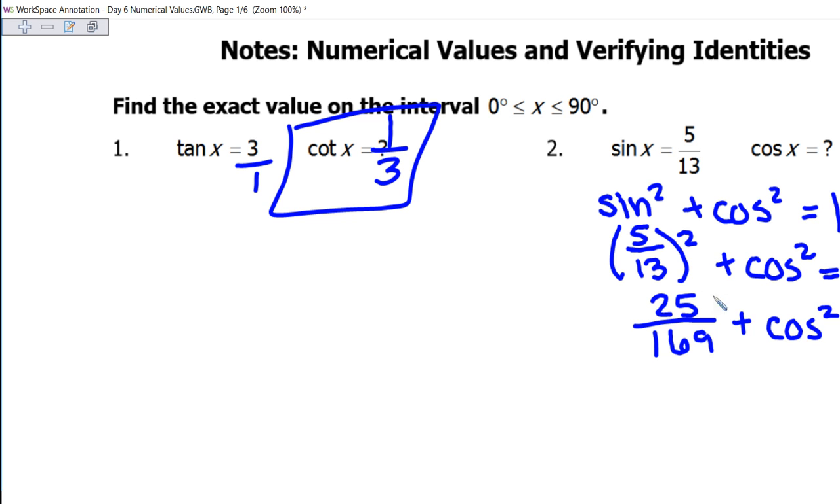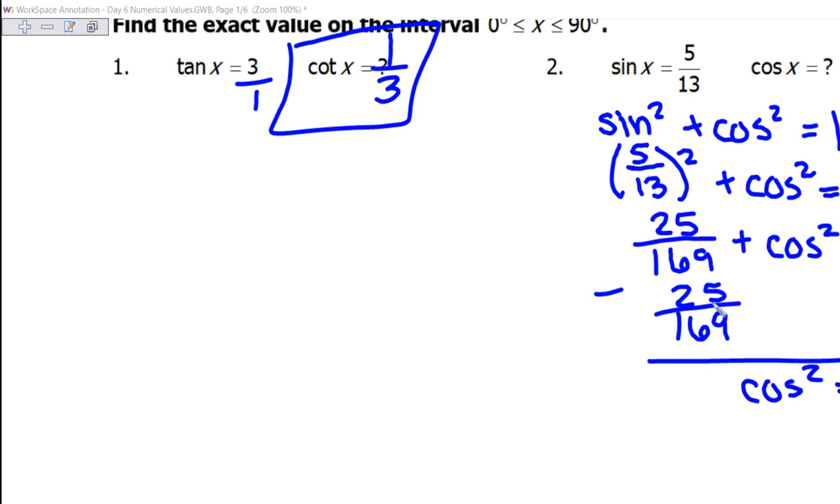169 over 169. That way when I subtract 25 over 169, we already have a common denominator. So that gives me cosine squared is equal to 144 over 169, square root both sides, and that means the cosine is equal to 12 over 13. Now, if you use an identity, it's a long way to get to your answer. So the identities do work because the identities are true statements. But what's a faster way I could have done that?